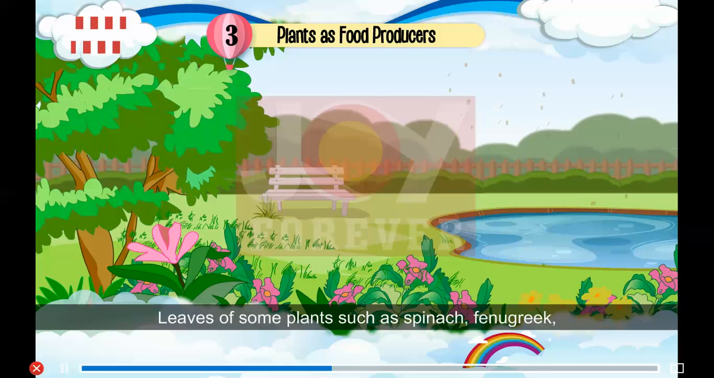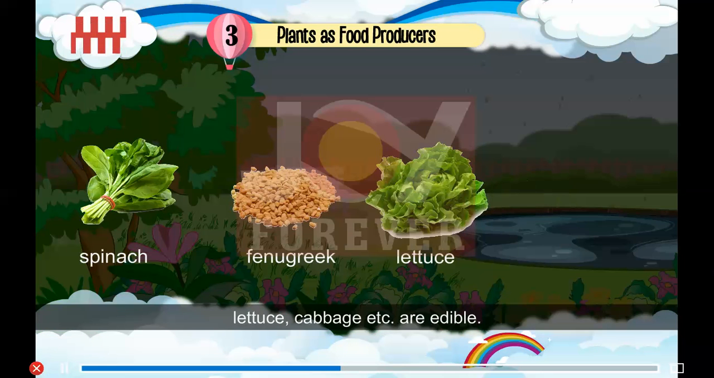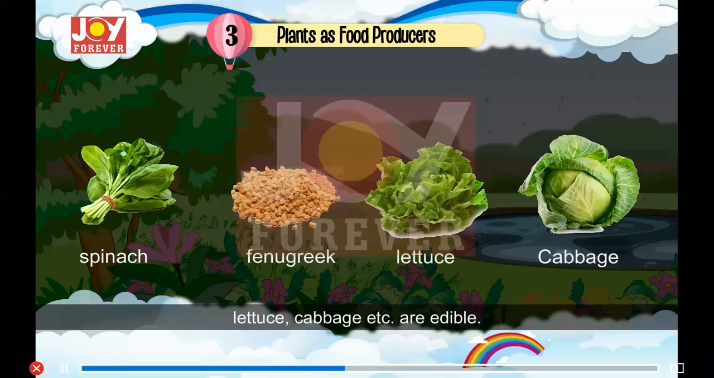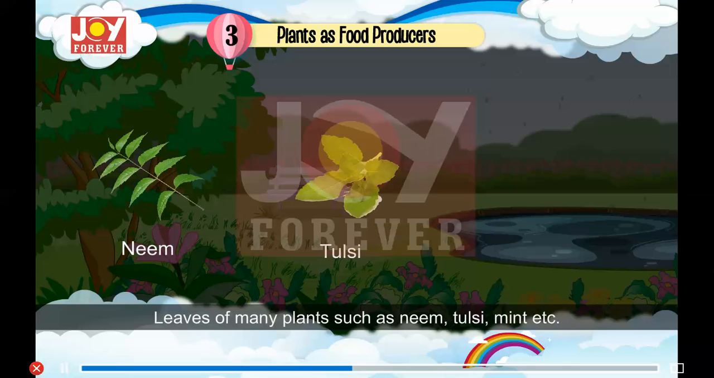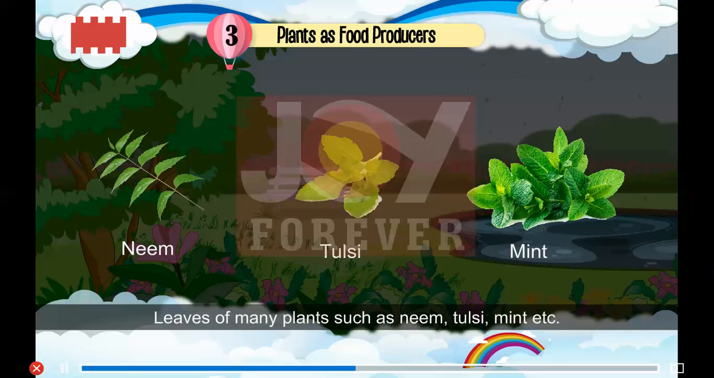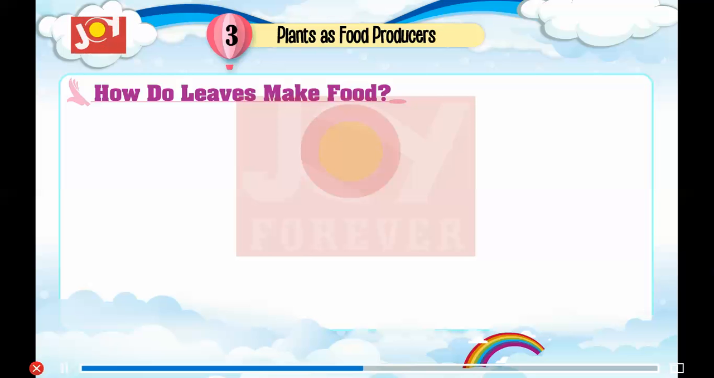3. Leaves of some plants such as spinach, fenugreek, lettuce, cabbage, etc. are edible. 4. Leaves of many plants such as neem, tulsi, mint, etc. have medicinal properties. How do leaves make food?